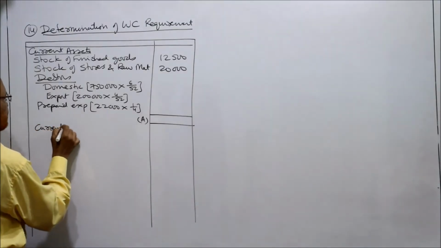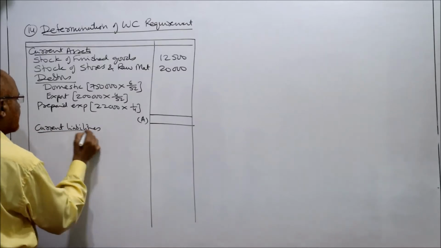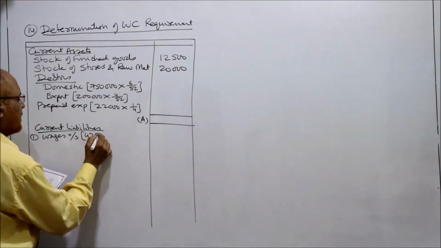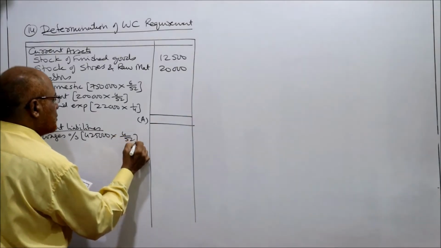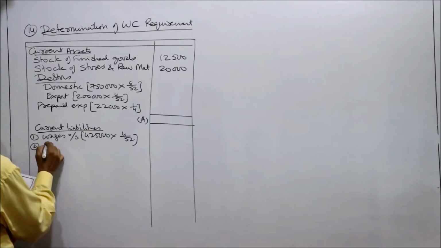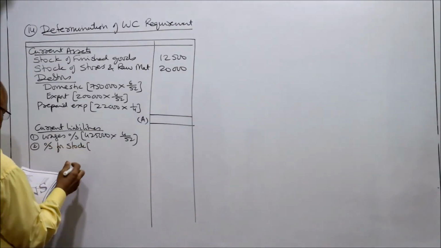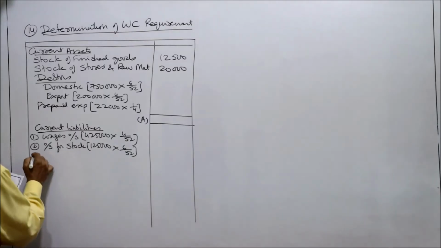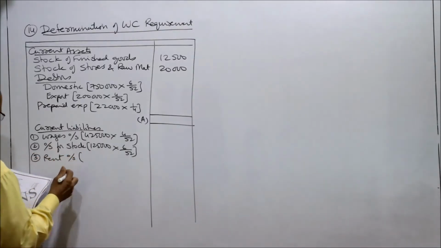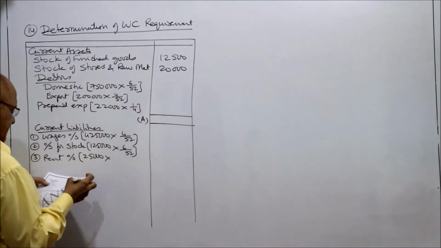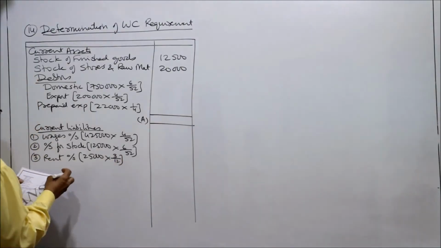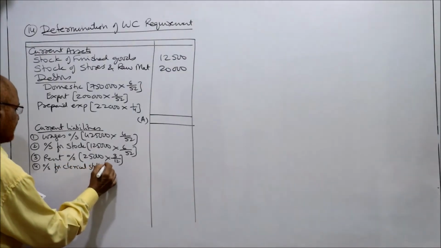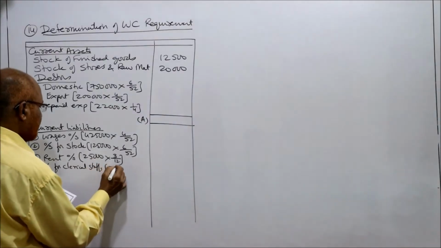Now current liabilities. Under current liabilities, we take first one, wages outstanding. It is 4,25,000 into 4 by 52. Second, outstanding for stock. It is 1,25,000 into 6 by 52. Third, rent outstanding 25,000 into 3 by 12. Clerical staff, outstanding for clerical staff, it is 50,000 into 4 by 52.